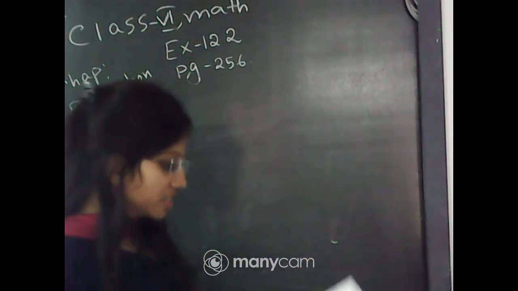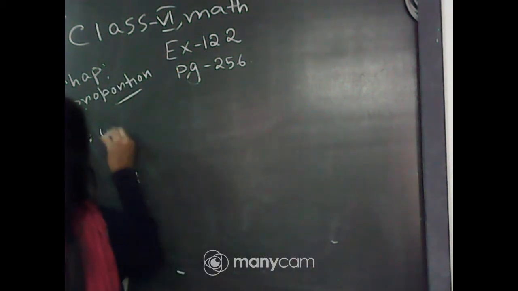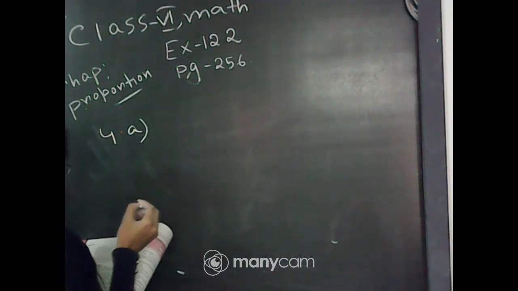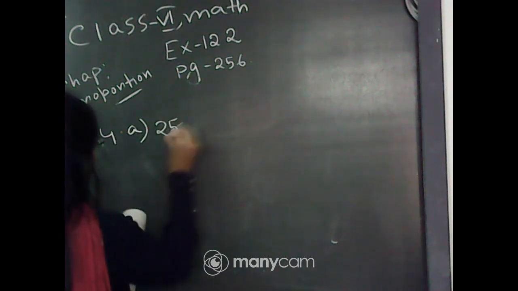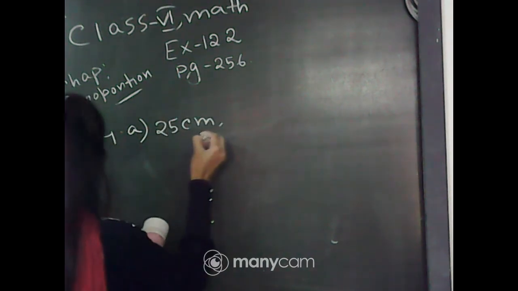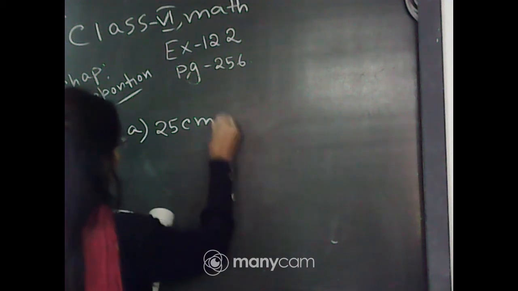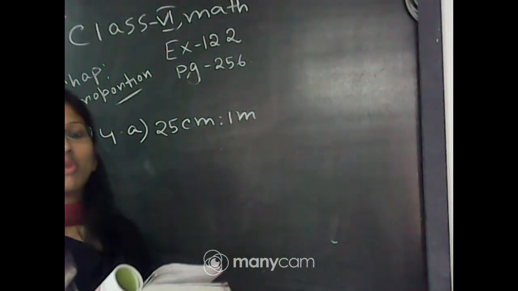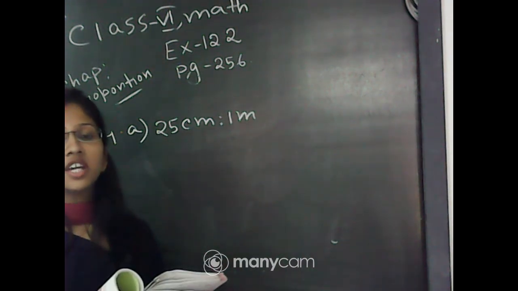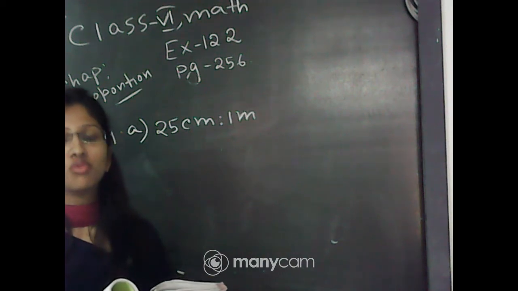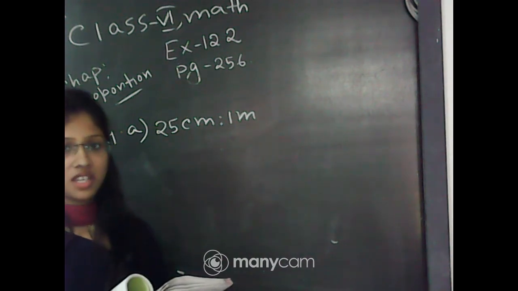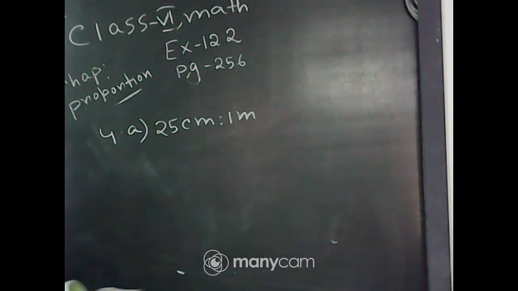Okay. Next question number 4a. Here the quantities are 25 cm and 1 meter. 25 cm is to 1 meter. We know that to compare the quantities, they must be in the same unit. To compare two quantities, their units must be same, isn't it?